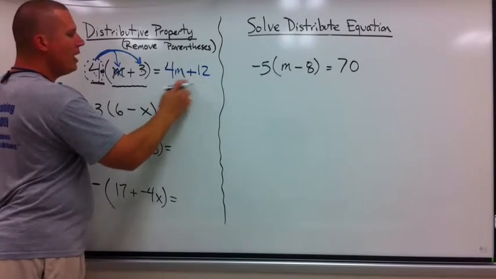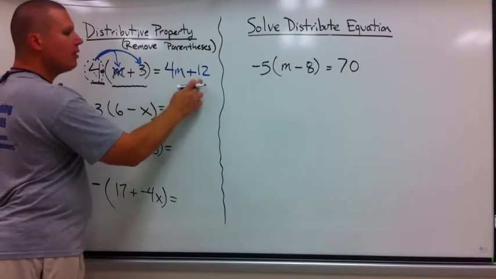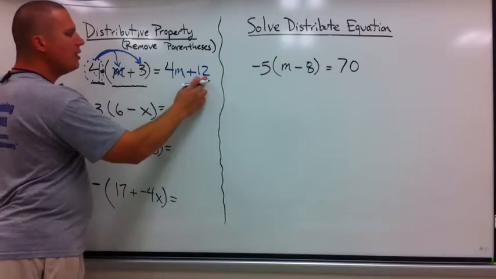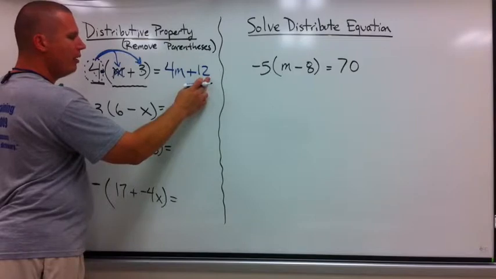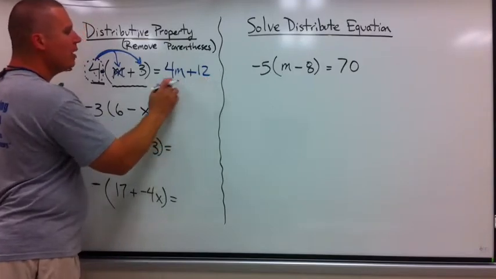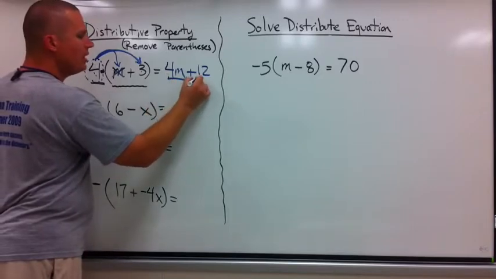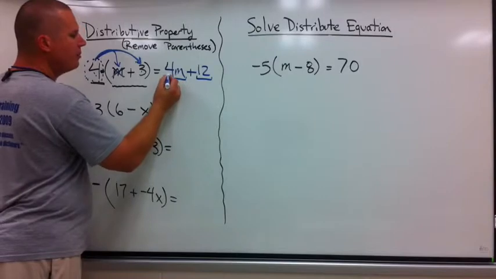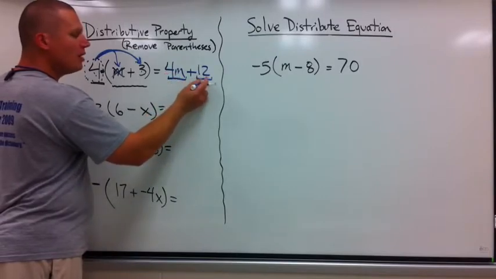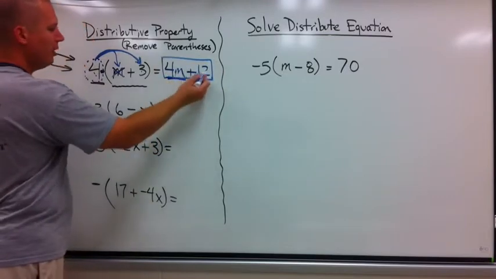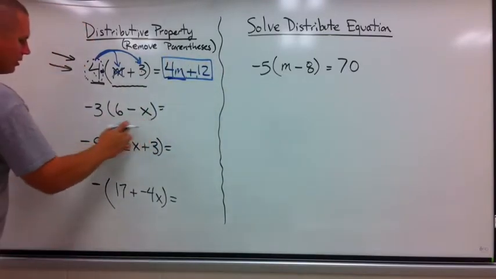Can I add these two items together? Answer? No, I cannot. Because does this have an m with it? No, it does not. So I cannot join these two things together. This is a term. This is a term. This is a term because it has a variable and a coefficient. This is a term because it's a plain number. Final response here is 4 times m plus 12. Let's go to the next one.